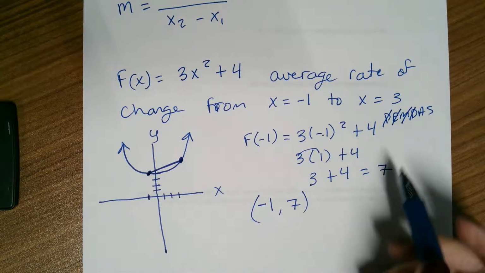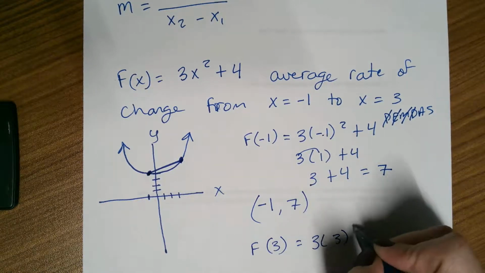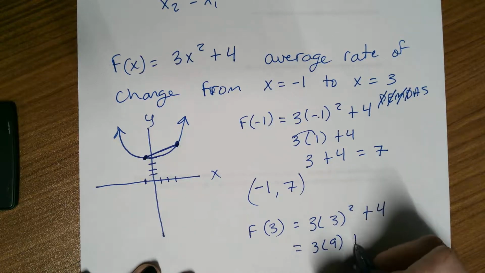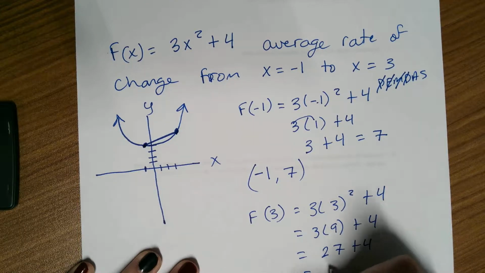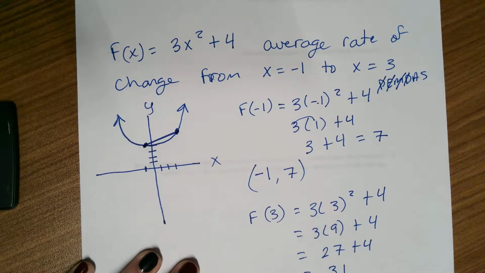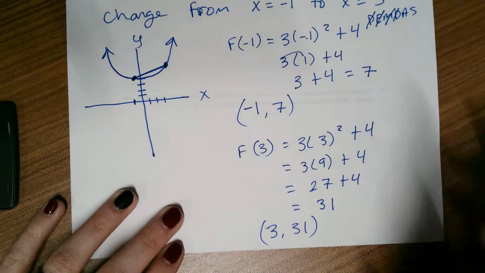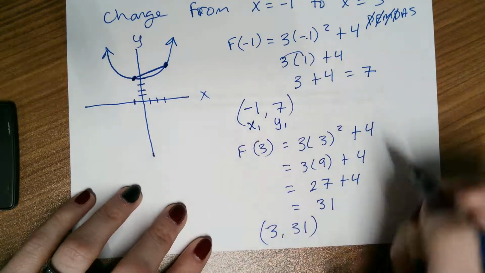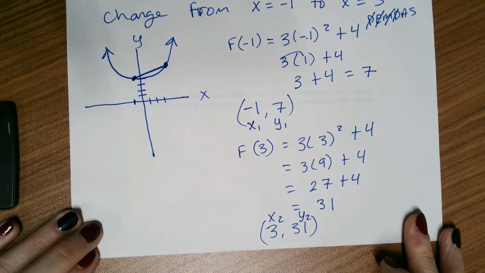And now I'm going to do the same thing with 3. So f of 3 gives me 3 times 3 squared plus 4. So this gives me 3 times 9 plus 4, which is 27 plus 4. So I get 31. So when I plug in 3, I end up with 31. So now I have 2 x's and 2 y values. So I'm going to say this is x1, y1, x2, y2, and plug it into my slope formula.